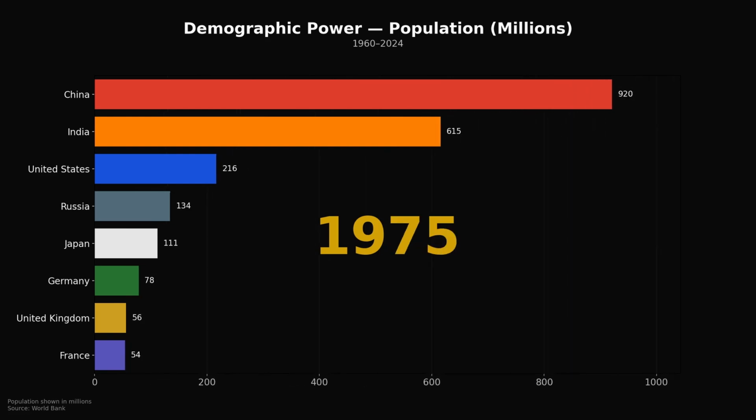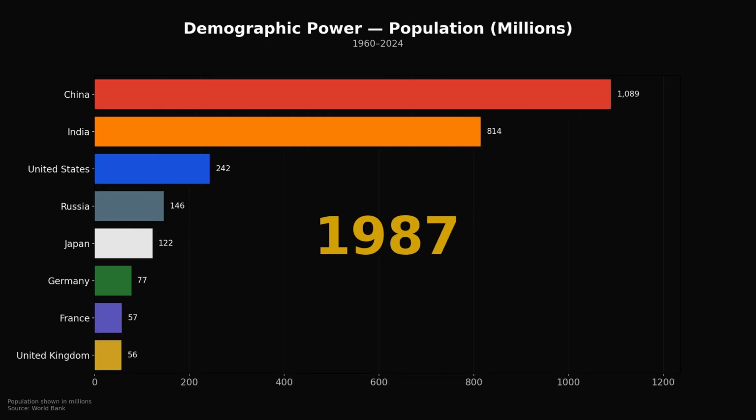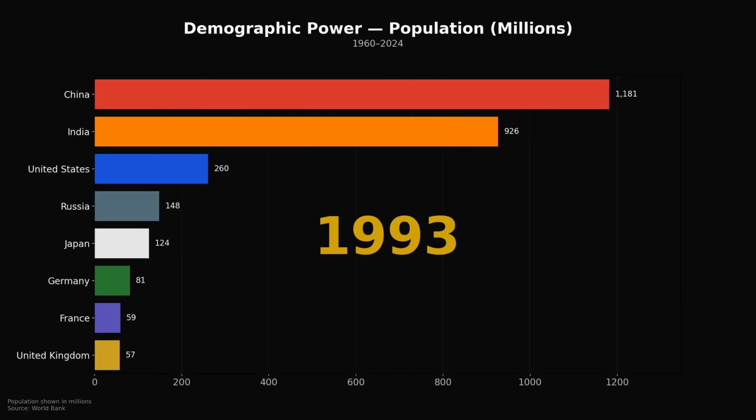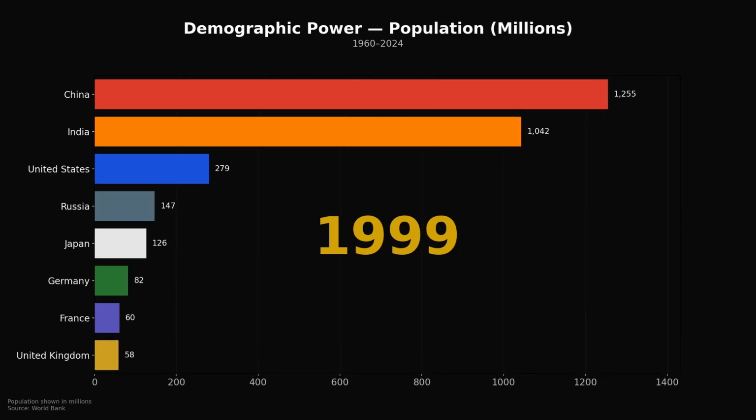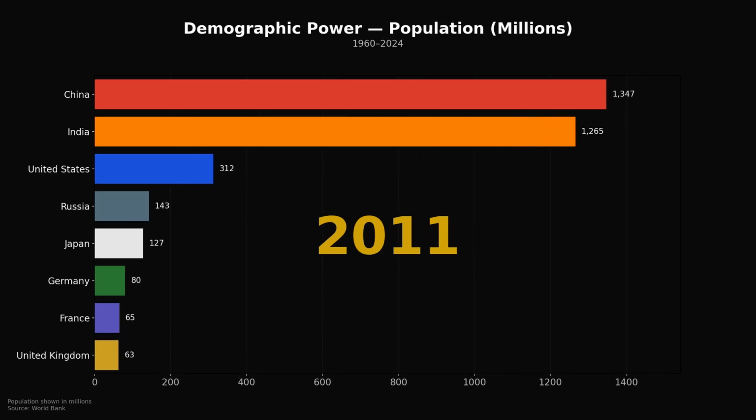Population changes slowly, but it defines the scale on which everything else operates. Large populations create potential, but they also shape how economic and military power is distributed.